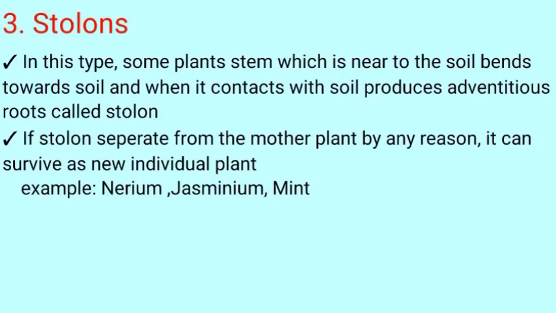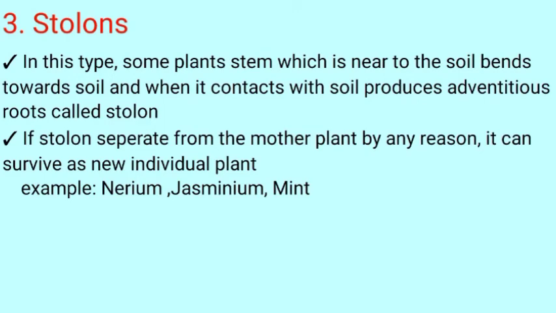The third one, stolons. In this type, some plant stems which are near to the soil bend towards the soil, and when they contact the soil they produce adventitious roots, called a stolon. If a stolon separates from the mother plant by any reason, it can survive as a new individual plant. Examples for stolons are Nerium, Jasminum, and the mint plant.